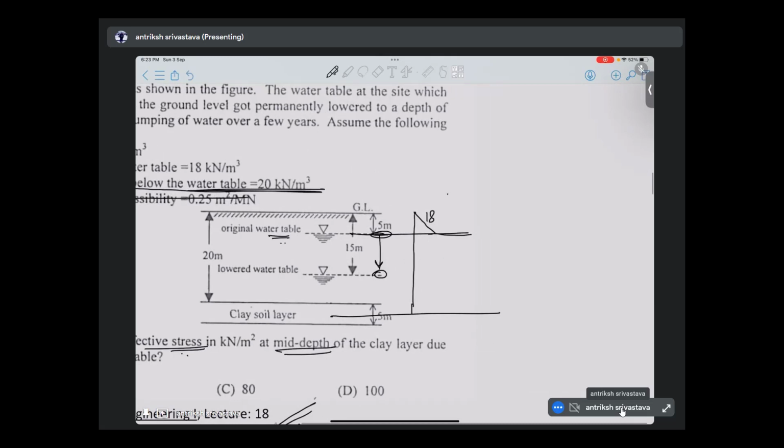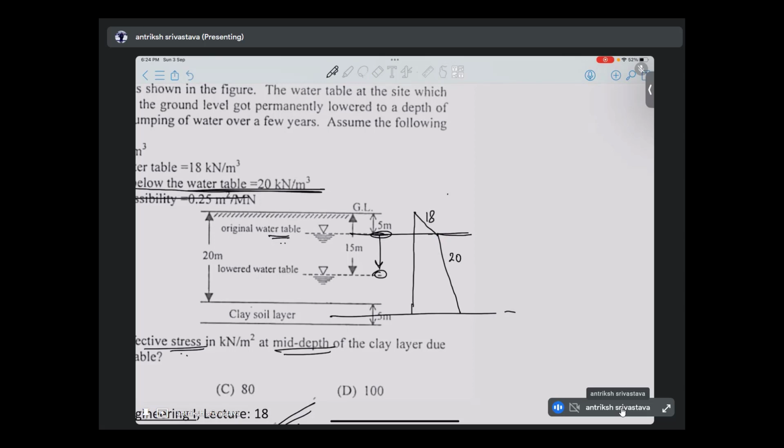So we have to use 20. So now here you see the slope has changed. So I'm going to try to make a different slope. I always end up making the same slope. I don't know why, but just imagine that this is 20.